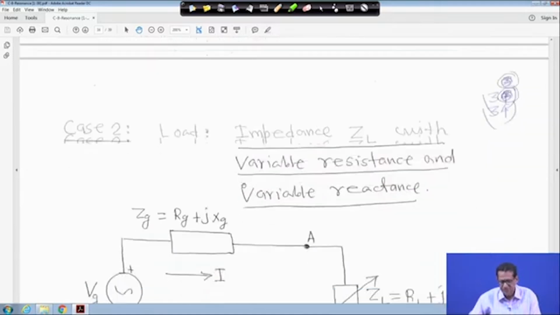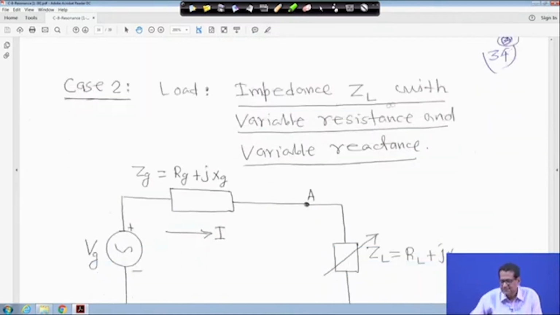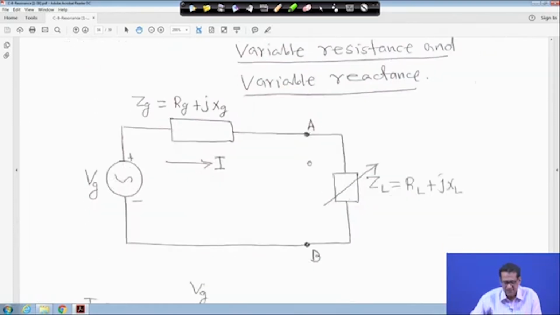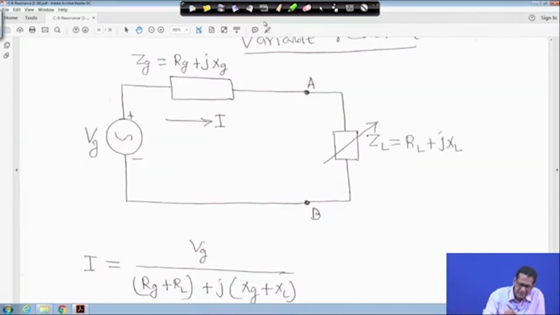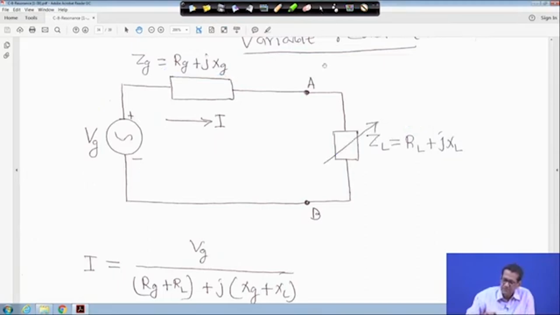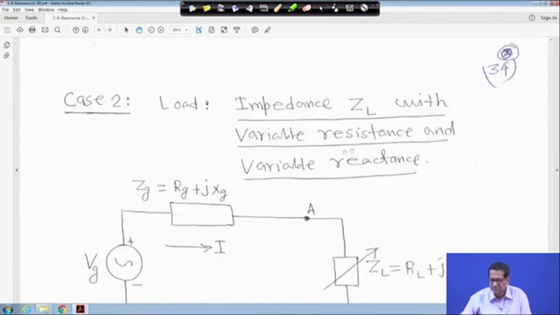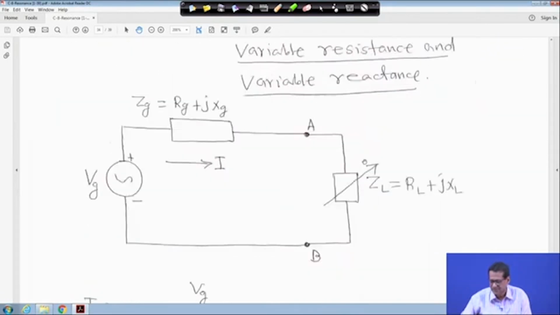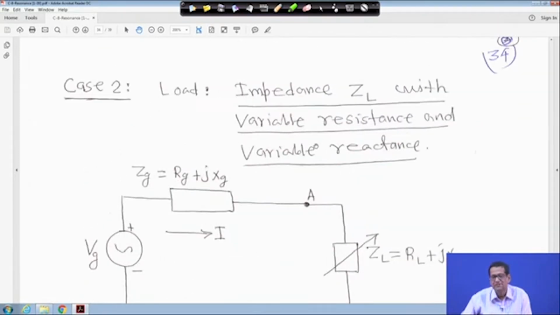Now case 2, that is impedance ZL with variable resistance and variable reactance. Here also this is my VG angle 0. The polarity is shown here, and suppose ZG is equal to R_G plus jX_G, something like your V Thevenin and Z Thevenin. This is the current I, and this ZL is variable, both R_L and X_L are variable, right. So we have to find out the value of the impedance.